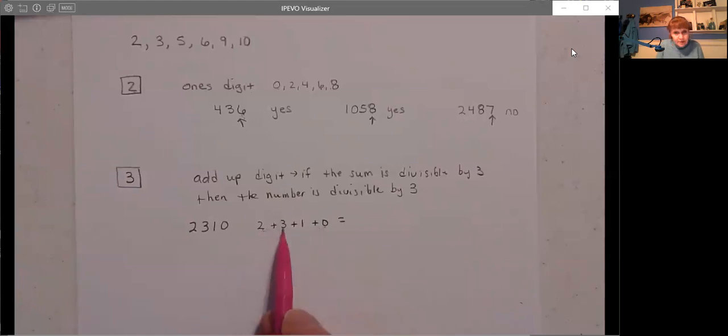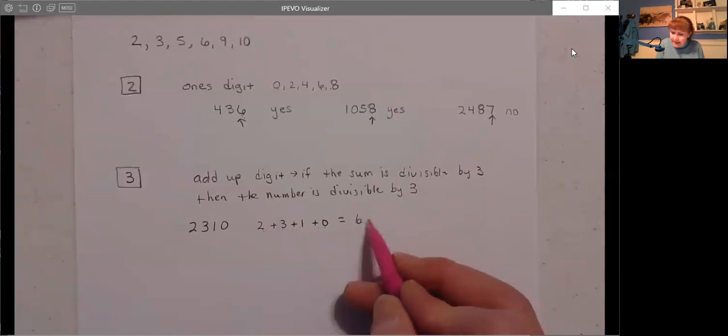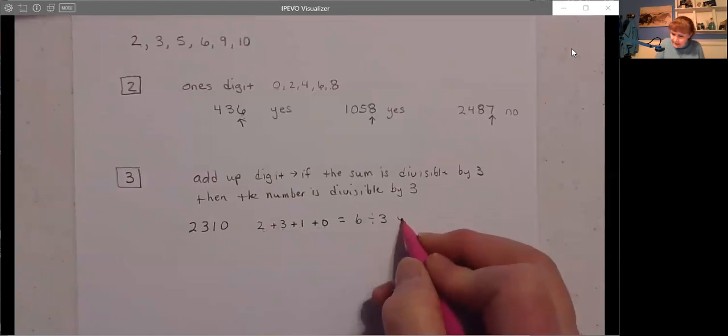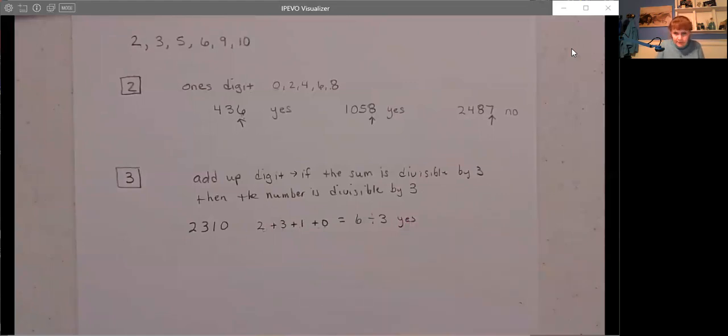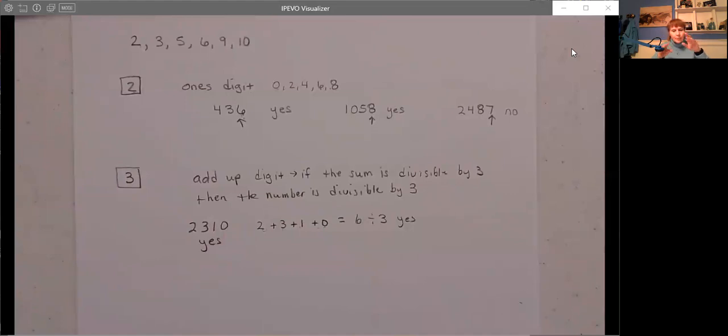Well, you get 2 plus 3 is 5, plus 1 is 6. 6 is divisible by 3 evenly. Because this is yes, it goes in twice evenly. This is yes. 3 would go into that number evenly. So if it was a numerator and denominator, you might be able to divide them by 3 if they're both divisible by 3. Okay, let's look at another example.